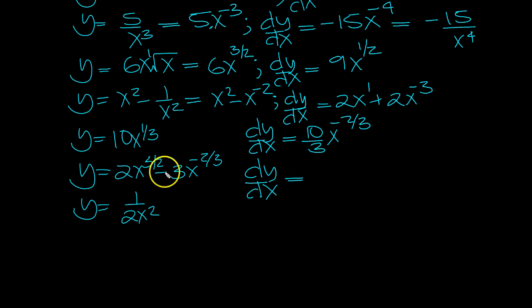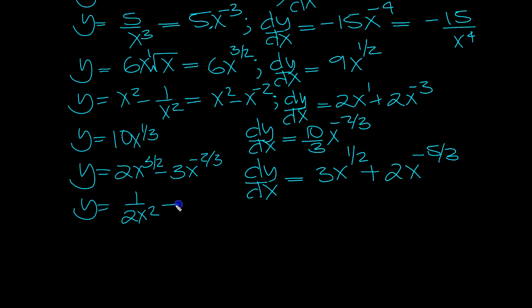Everything's on ground level. 3 over 2 times 2 is 3. X to the 1 less than 3 over 2 is 1/2. Plus, because there's 2 minuses here, 3's cancelled to leave the 2. X to the 1 less than minus 2 thirds is minus 5 thirds. Type it in the calculator if you need to.